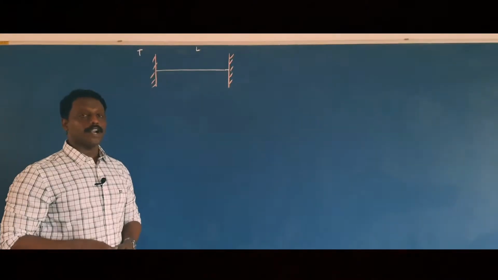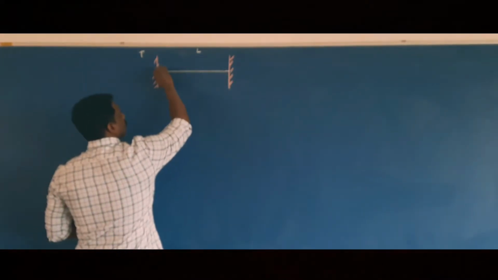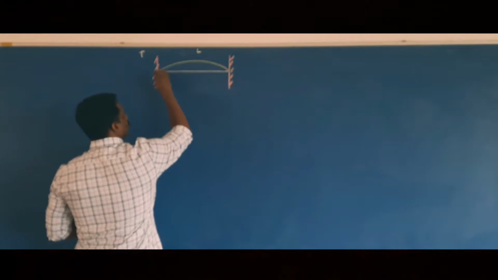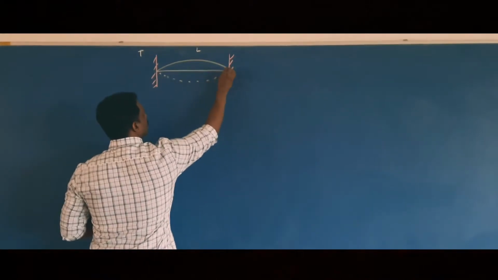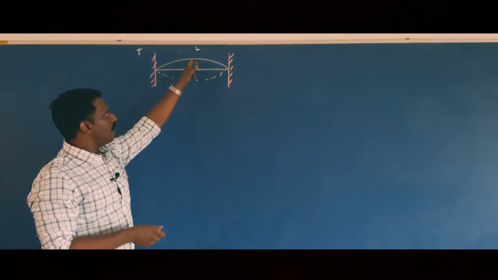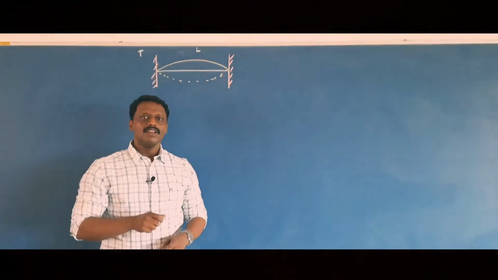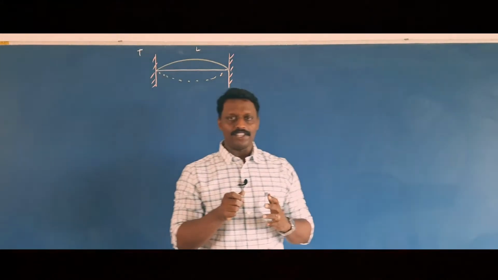So during the fundamental mode of vibration, the standing wave is formed like this. That means the string will vibrate like this. These two positions form the nodes, and this position at the center forms the antinode. Now this is the fundamental mode of vibration.